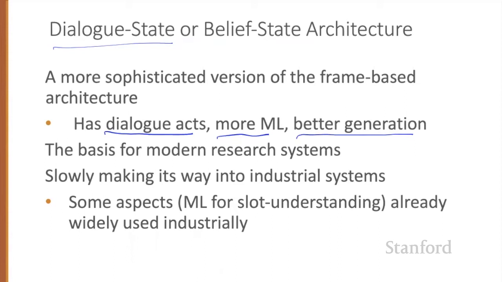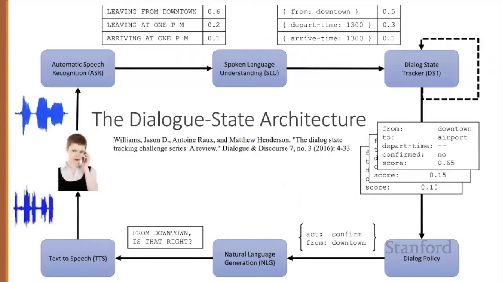Aspects like the use of machine learning for slot understanding are already widely used industrially. Here are the 6 components of a typical dialogue state system. Here we're showing speech, so we have speech recognition as input, producing a set of sentences, which gets passed to an understanding module, which produces slot fillers, which gets sent to a dialogue state tracker, which stores which slots of the frame and which frames are being filled over time. The dialogue policy module decides what to say, a natural language generation module decides how to word it, and then text to speech if we're doing speech.